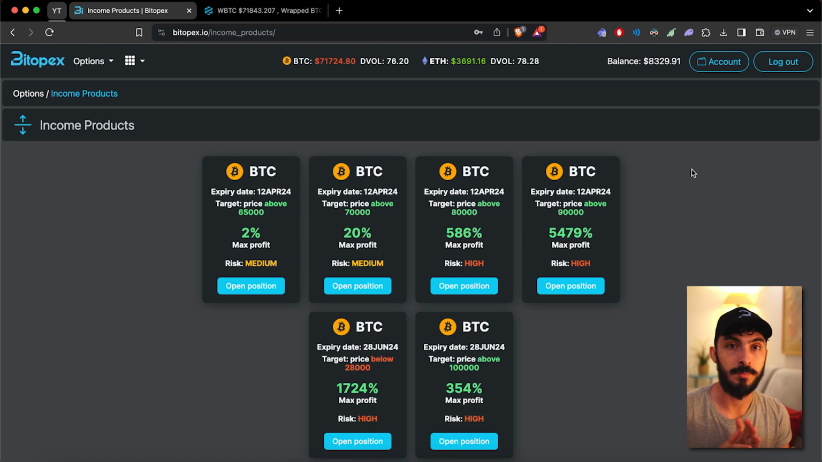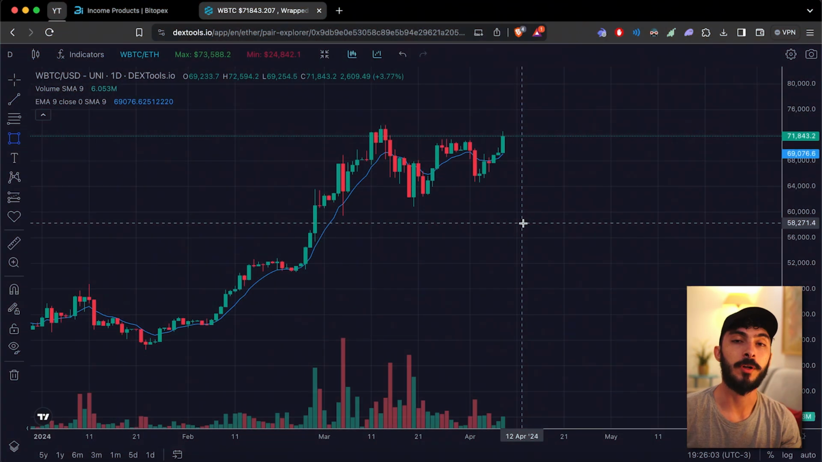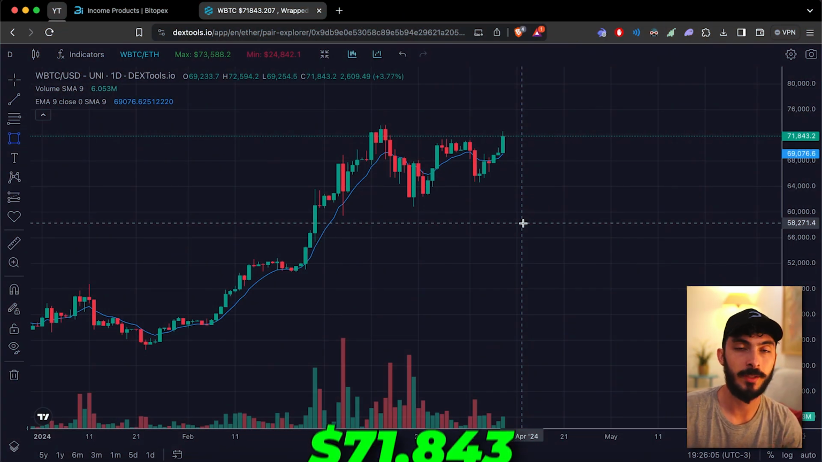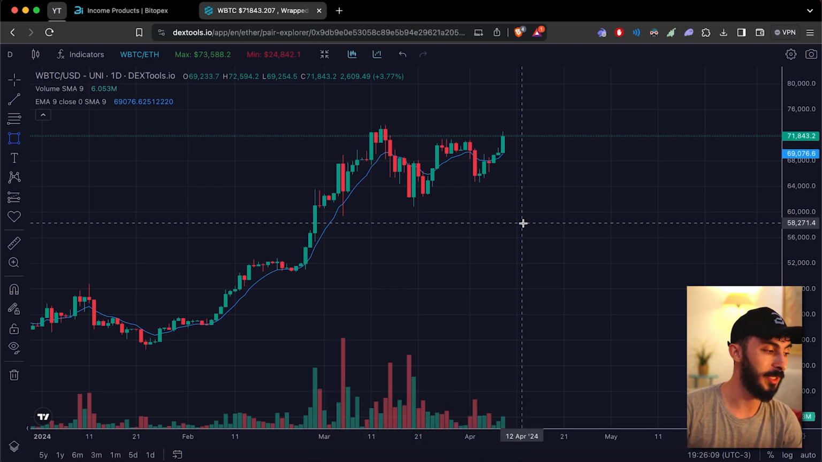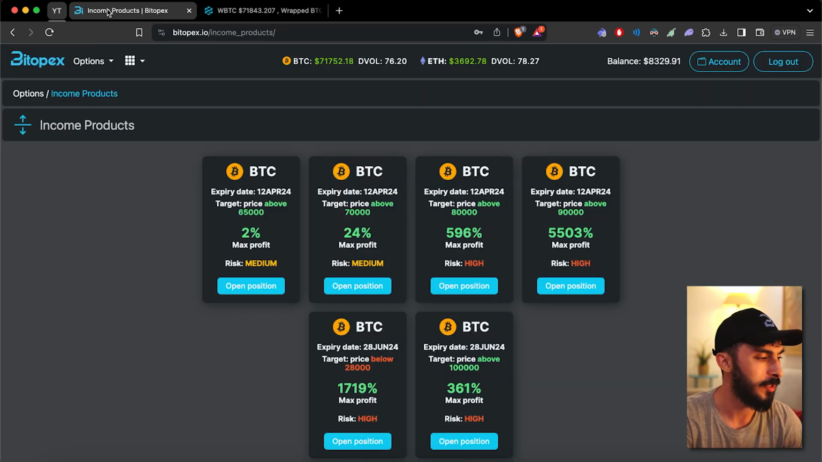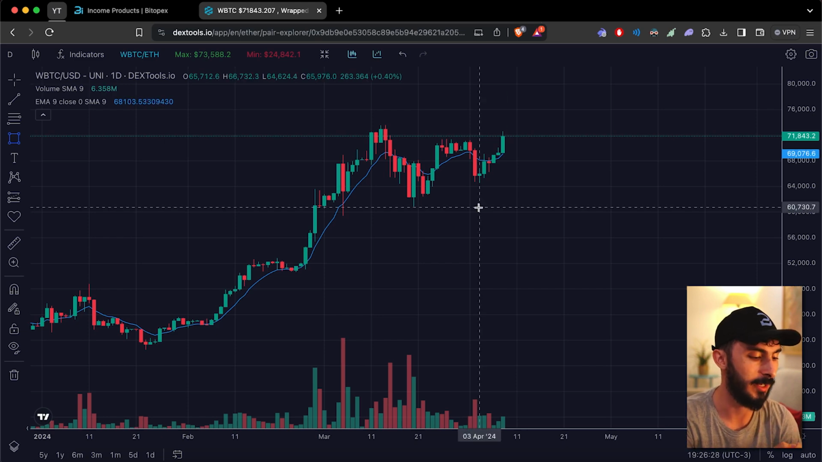So let's draw a P&L of this strategy straight on TradingView so you can see the price itself and what it means for you. Currently the price is at 71,843 for Bitcoin. This is the price of Bitcoin right now. So what we have to look at again is the 65,000 on expiration April 12th. Let me draw that here real quick and we can come back to this later.